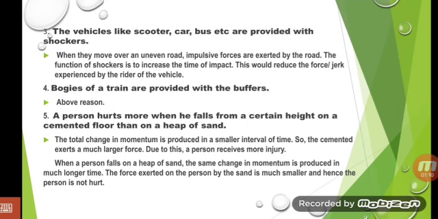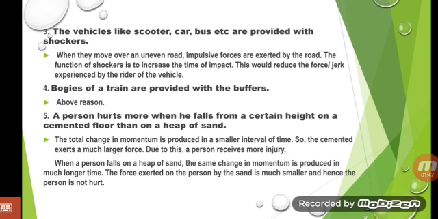Now the next example. The vehicles like scooter, car, bus, etc. are provided with shockers, because when they move over an uneven road, that is when the road is rough or some breaker comes, then impulsive forces are exerted by the road. The function of the shockers is to increase the time of impact. As the time of impact increases, the effect of the force on the passengers sitting inside the car or bus or driving the scooter will be decreased.